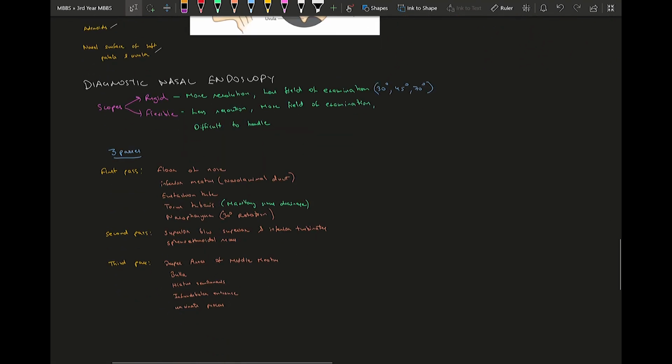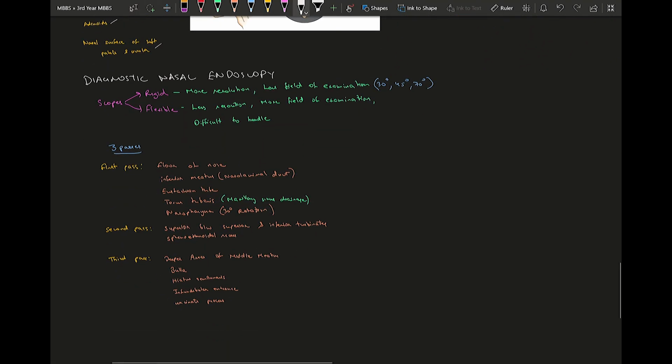Moving on, finally, diagnostic nasal endoscopy. There are two types of scopes, rigid and flexible. Your rigid scope has more resolution but less field of examination, that is, you can't manipulate it into the spaces of the posterior part of the nasal cavity and the pharynx. There are three angles available for the scopes: 30 degrees, 45 degrees, and 70 degrees. Then there's a flexible scope which has less resolution but more examination, but it's more difficult to handle and requires an experienced person to handle it.